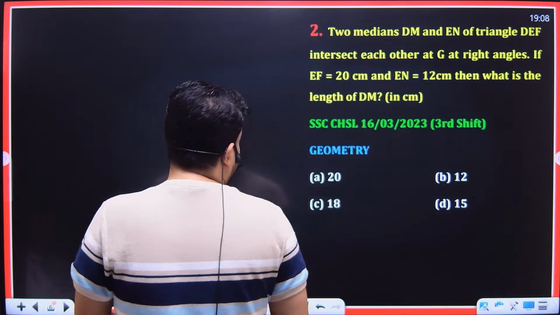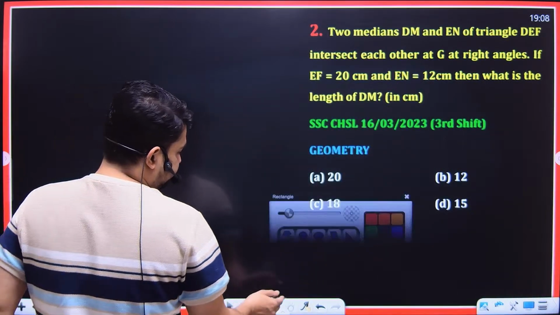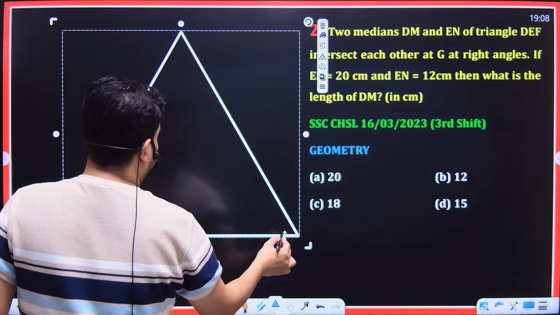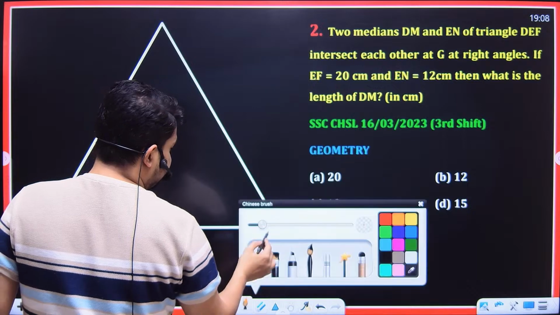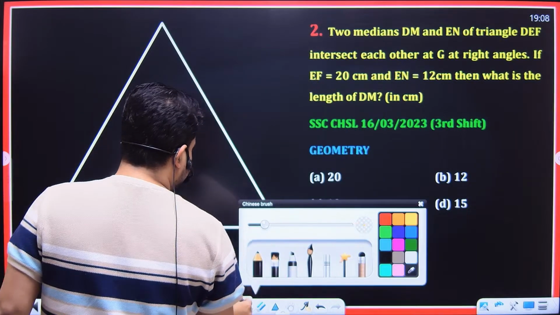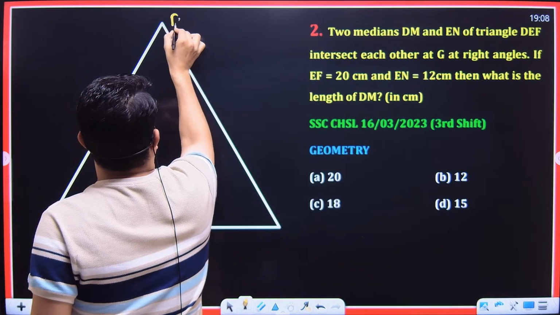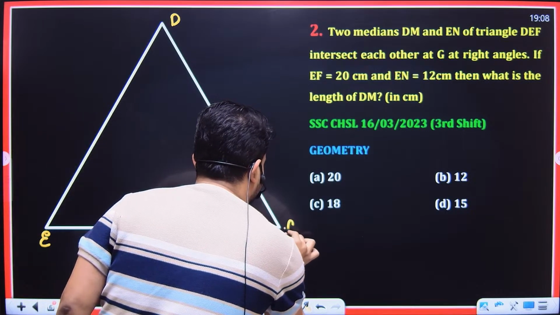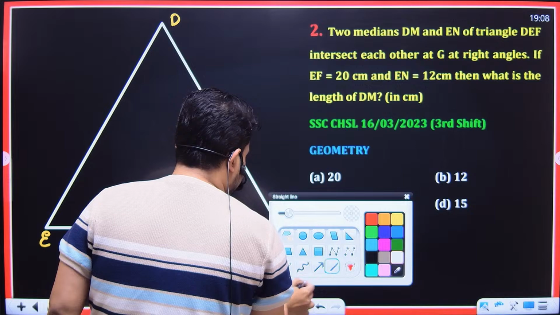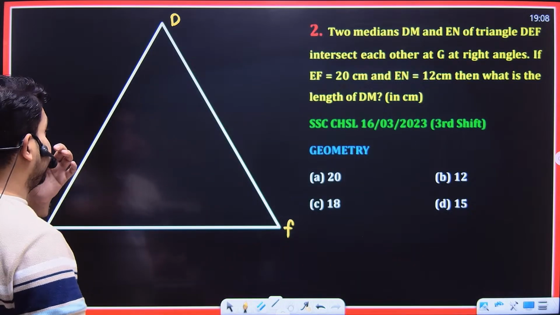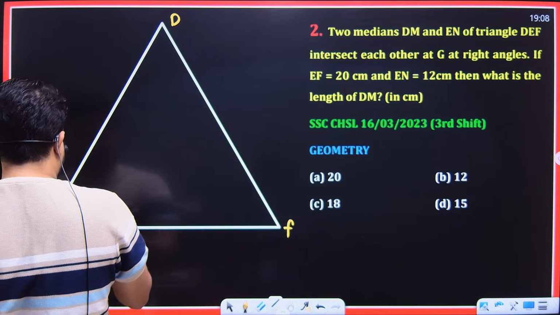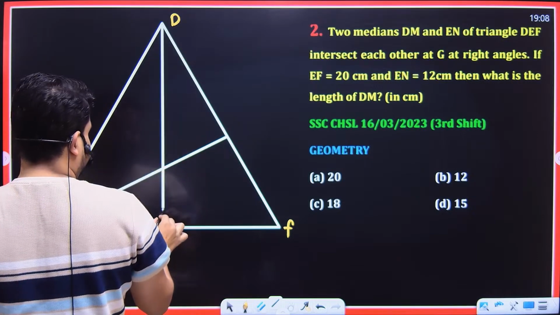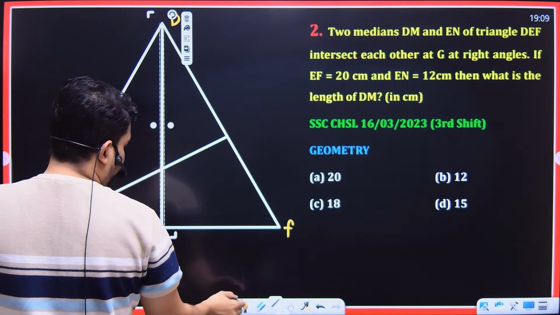Here DM is a length. So we have a triangle. This one is my triangle, and the triangle is DEF. We have two medians, that is DM and EN. So EN is a median and we have DM. DM is a median. What are the properties of a median?